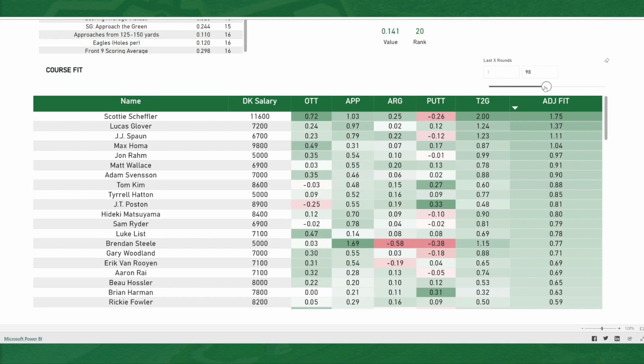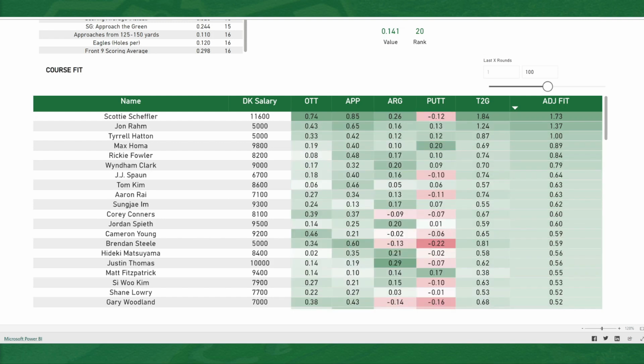If you'd rather see a larger sample size, if you'd rather see 100 rounds, you'll see these numbers start to update. They'll go through, they'll redo these calculations, and they will give you a new adjusted fit number based on your input. It might take a second or two because this is a lot of data coming through. There you go. So you see this gets adjusted a little bit. Some of the longer term players who have played well get up near the top.